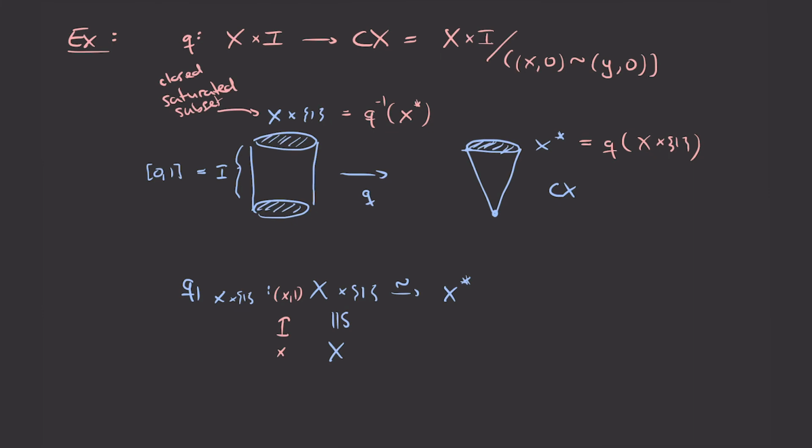Okay, so in summary, we have these two homeomorphisms, one from X to the space X times the singleton 1, and then one from the space X times the singleton 1 to this X star. We can compose these, which shows that X is actually going to be homeomorphic to this X star lying in the cone. And this justifies our intuitive identification of this X star with the original space X. So we can really think of X as just being this base part of the cone.